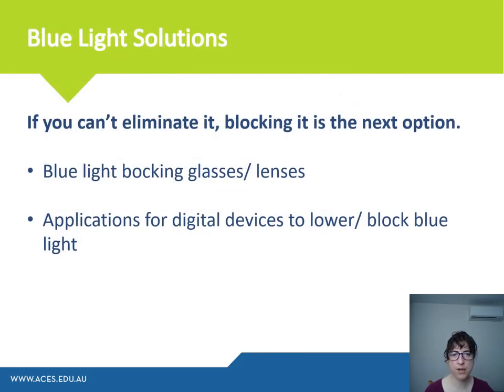So we'll go through blue light solutions. If you can't eliminate all the sources of blue light in a house, which can be difficult, especially if someone's renting, then blue light blocking glasses and lenses can be appropriate, or applications on the devices, on their phones, tablets, etc., to minimize the amount of blue light while someone's using those devices.